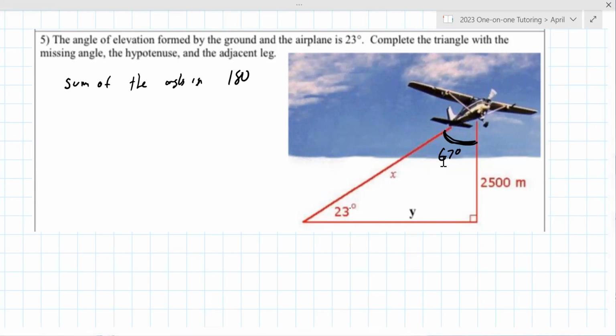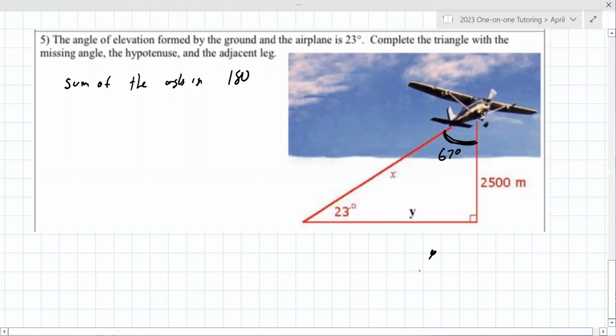I would just use law of sines for the 23 degree and the X and the 90. The law of sines is best used for non-right triangles. For non-right triangles? Yes. And while it does work here, it's really extra.